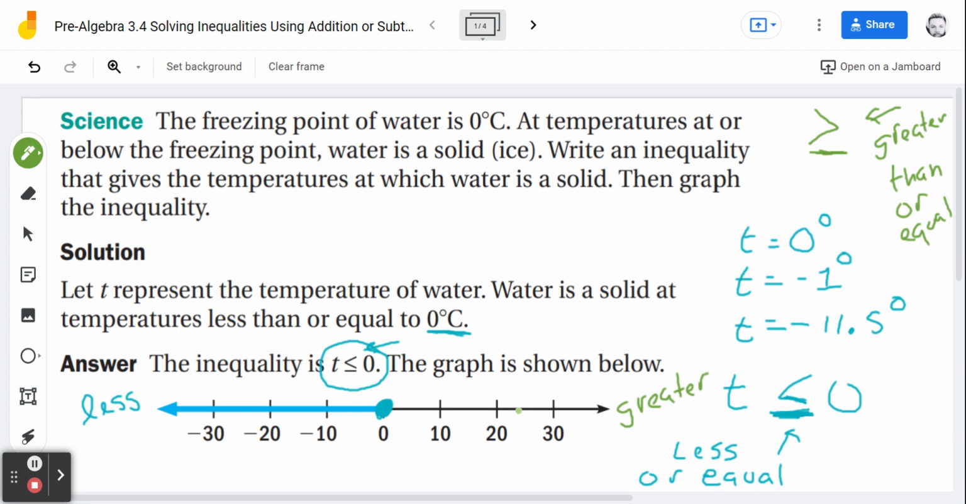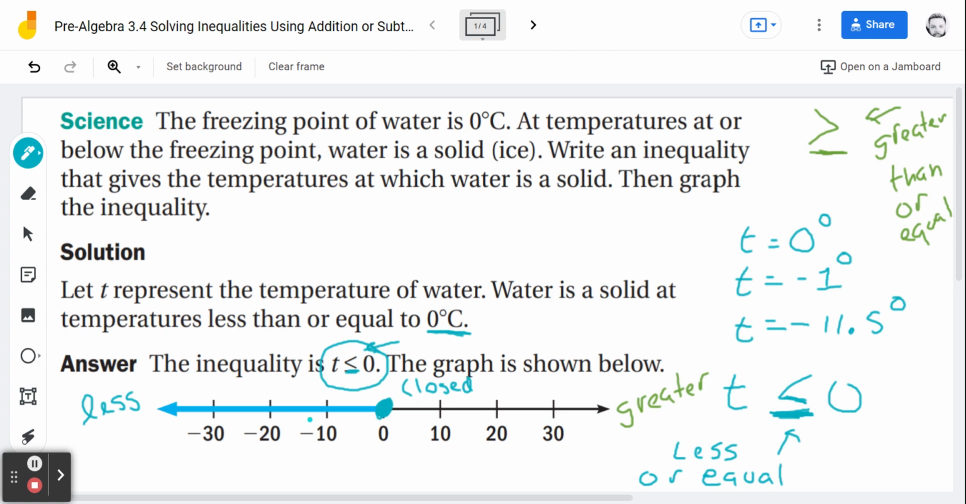So the biggest number that it's ever going to be is 0. Can I include 0? Yes, because I have this little equal sign. So because I have the equal sign, I do a closed circle. Now what that tells me is that I can include 0. We're going to do some other examples today where we don't include the boundary. And in that case, what we're going to do is leave the circle open.